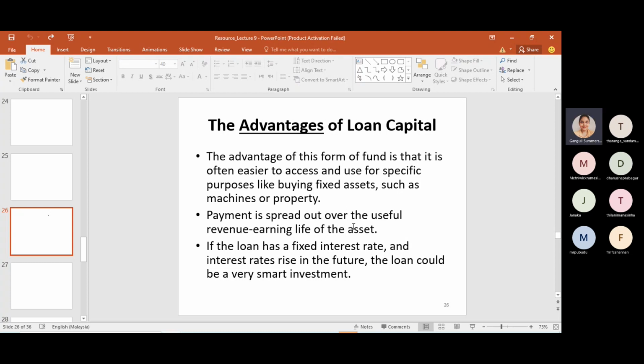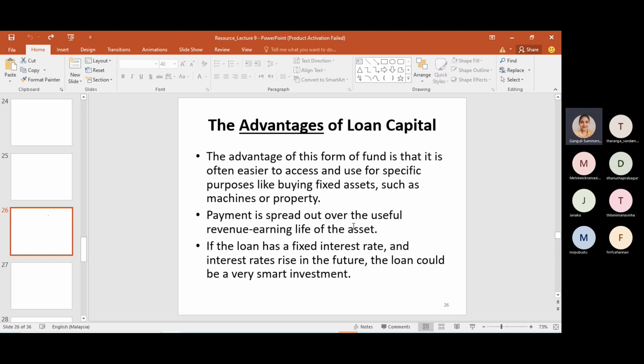Whatever the interest rate was when you took the loan, that is the interest rate which is valid for you. Whatever changes happen afterwards, you don't have to bother about those changes. Whatever changes happen to the interest rate after taking the loan are not going to bother you.